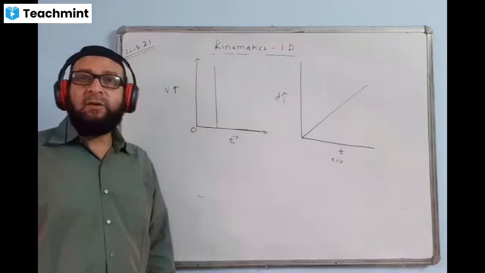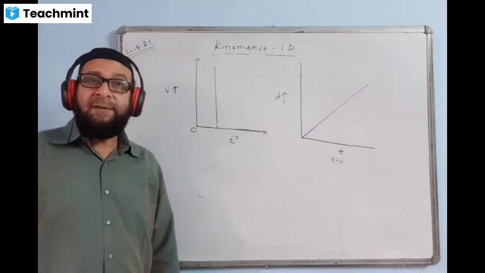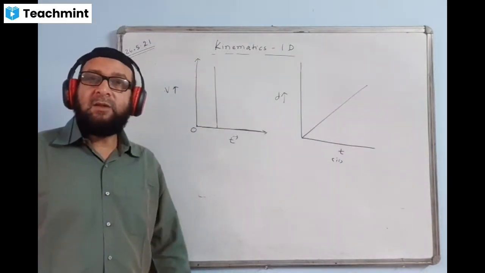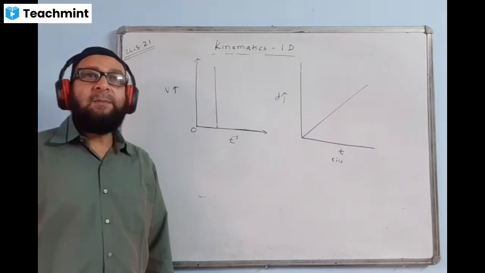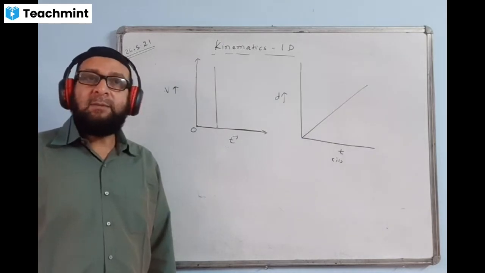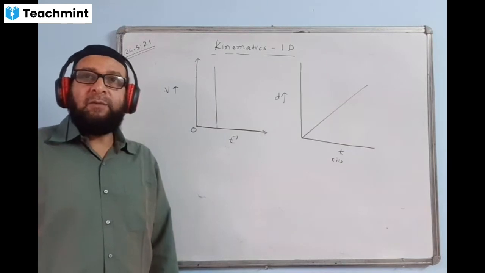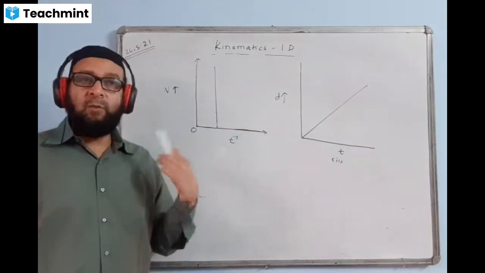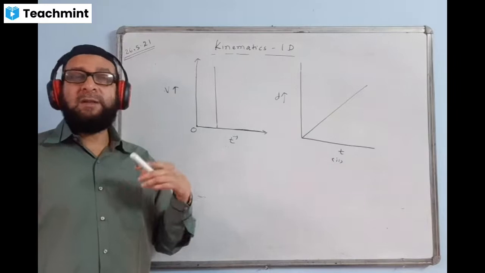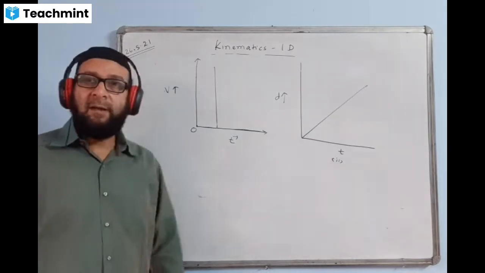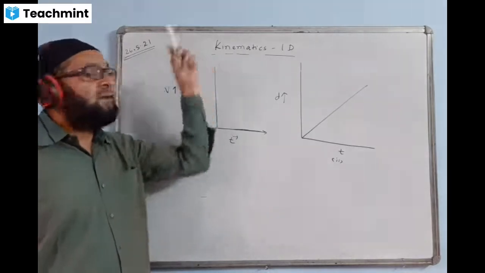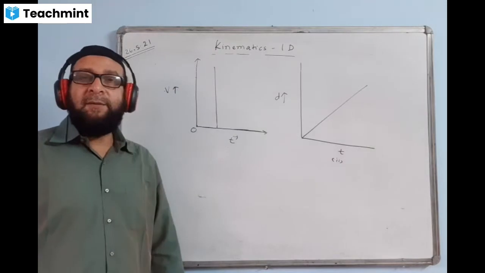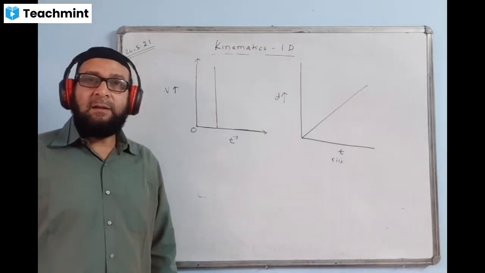I mean infinite velocity. Can a body have infinite velocity? The answer is no, because there is a maximum limit of velocity. And what is that maximum limit? The velocity of light, that is 3 into 10 to the power of 8. No body can have a speed more than the velocity of light. And in this graph, it seems that the velocity is going to be infinitely high, which is not possible.